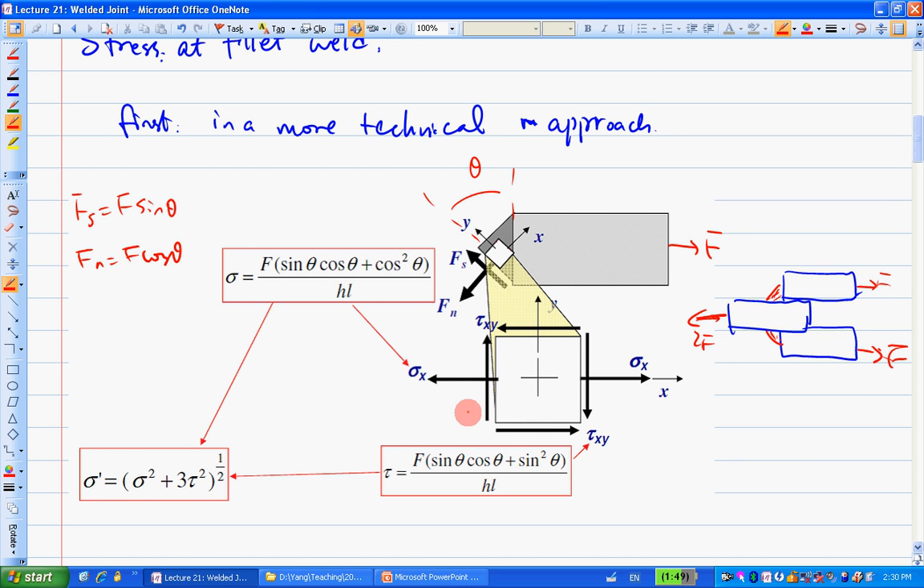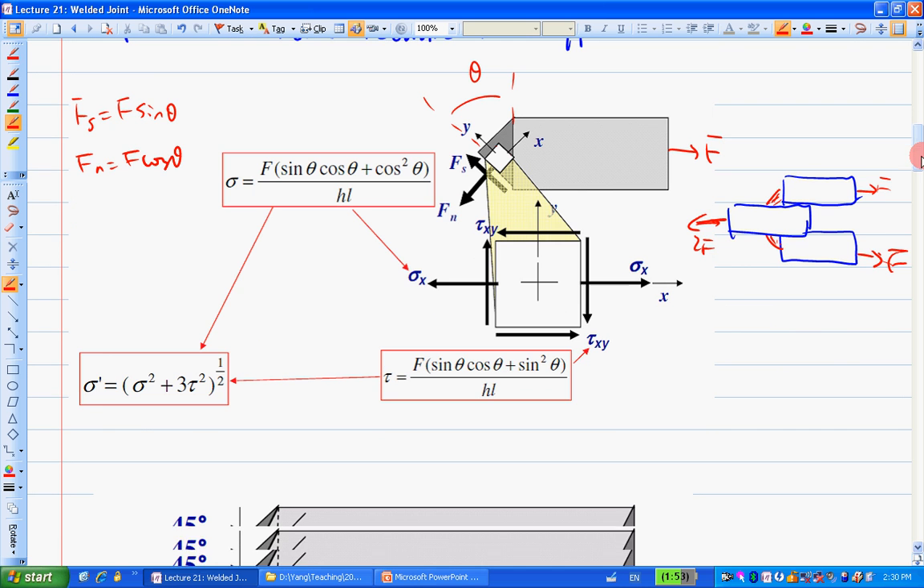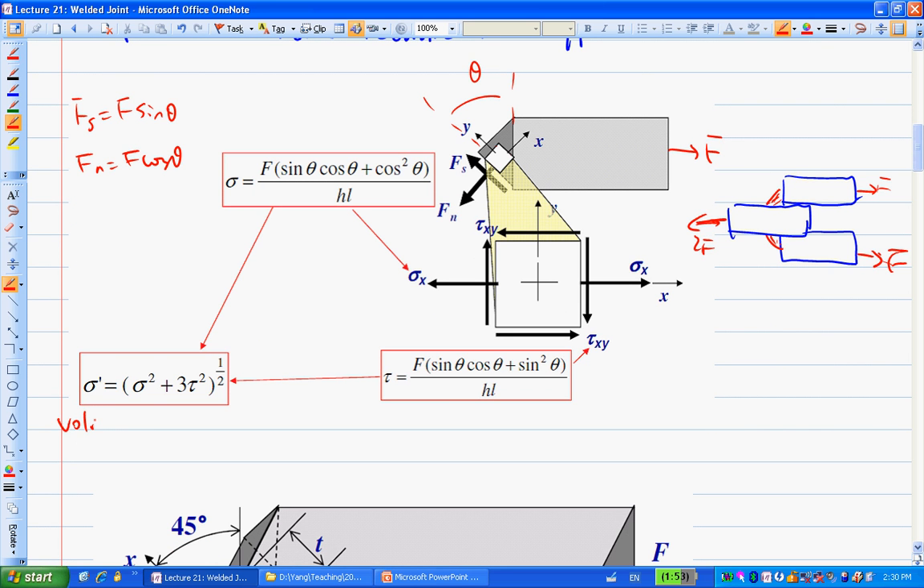You will see that sigma x is this portion right here. Is that sigma s here? Yes, that's sigma s. The area is this length times the total length here. Once you get sigma x and the shear stress, plug them into the von Mises stress formula, from the distortion energy theory. You can calculate the von Mises stress. So basically we have a von Mises stress here.